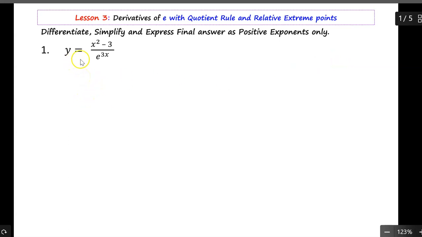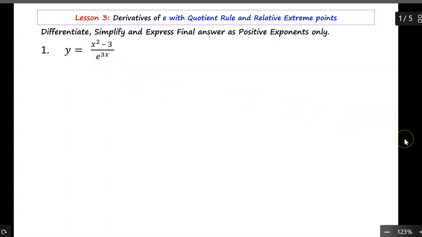I have y equal to x squared minus 3, the whole thing divided by e raised to the exponent 3x. As you can see, obviously we cannot simplify this term any further. Therefore, we just have to differentiate this exact function. So in this case, I will apply the quotient rule because I have one function divided by the other function.